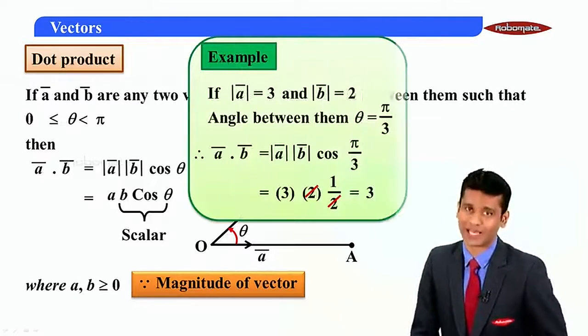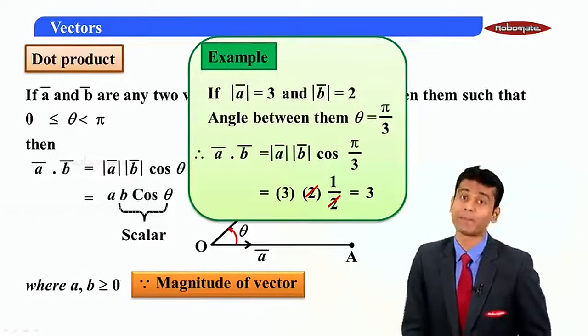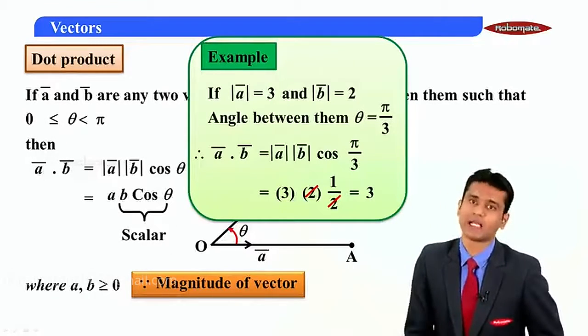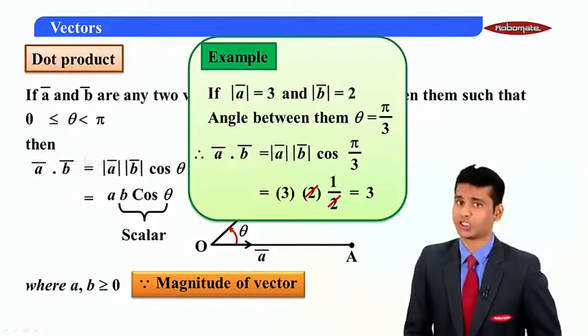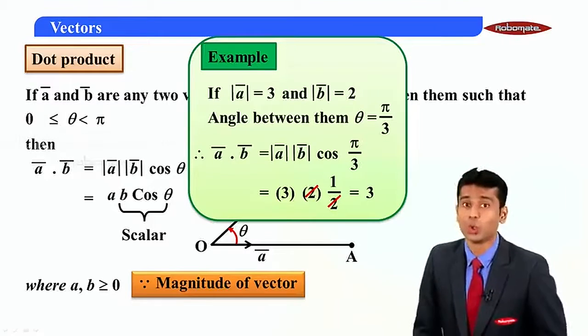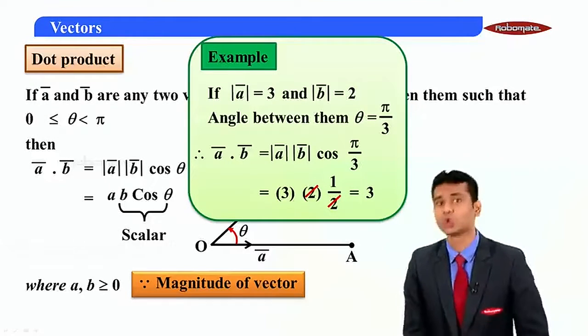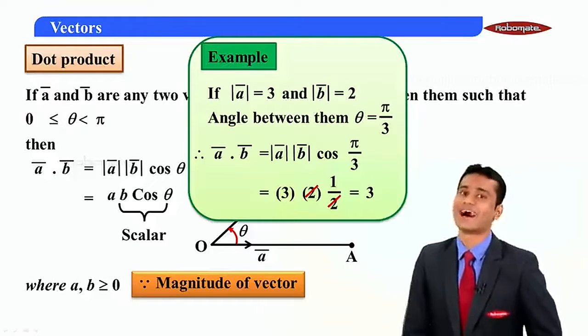Now let us take one small example. I give you A bar and B bar. Magnitude of A bar is 3, magnitude of B bar is 2, and the angle between them is pi by 3. So what is A bar dot B bar? A bar dot B bar is AB cos theta, AB cos pi by 3. A value 3, B value 2, cos pi by 3 value half. 2 gets cancelled, your resultant is 3. Yes, your resultant is a scalar.